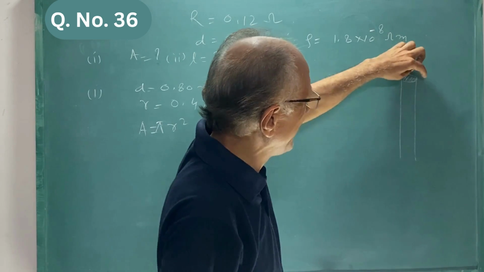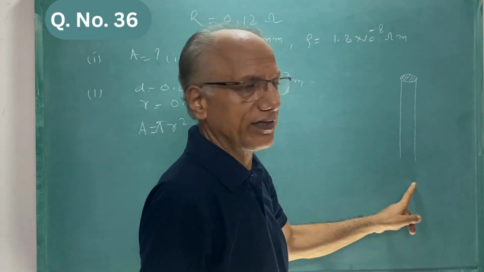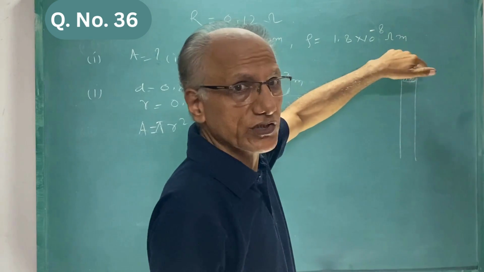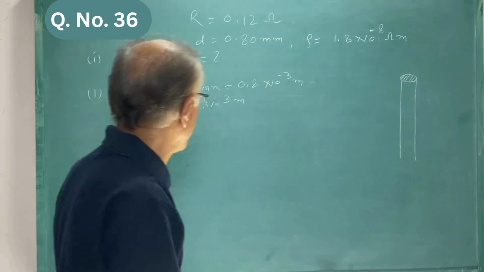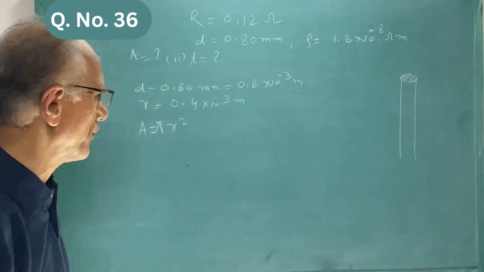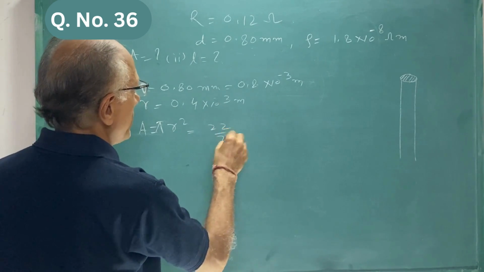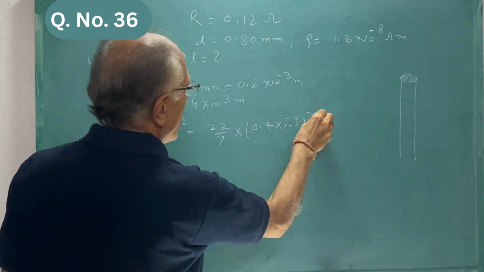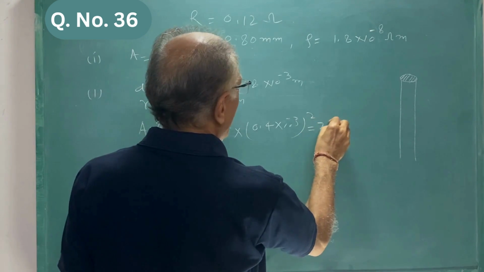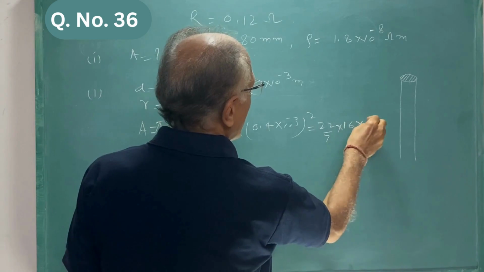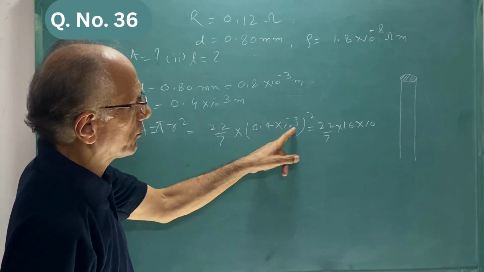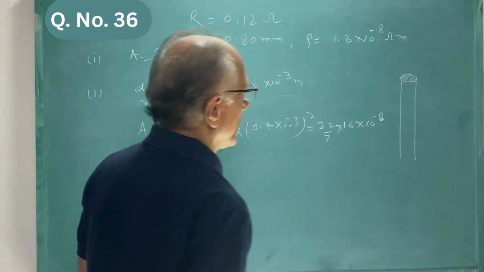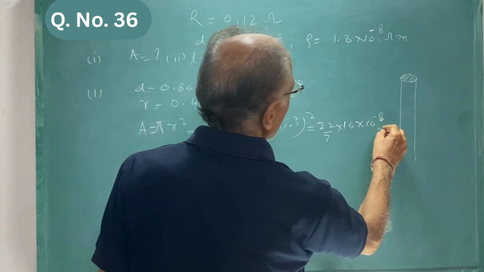Because this is a cylinder having a cross-sectional area in the form of a circle. So the wire always has a circular cross-sectional area, and the area of the circle is pi r square. 2 pi r is the circumference. So here pi is 22/7 into r, which is 0.4 into 10⁻³, squared. So this will be equal to 22 by 7 into 16 into 10 to the power minus 8, that will be meter square.